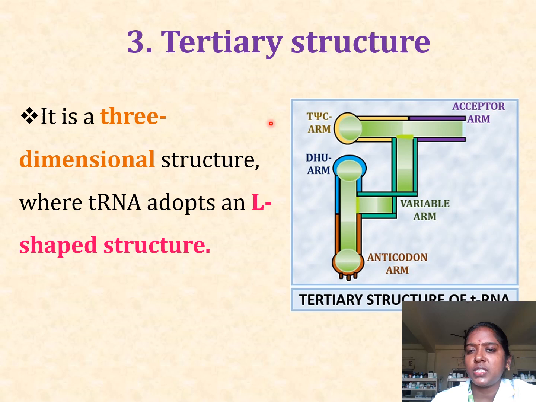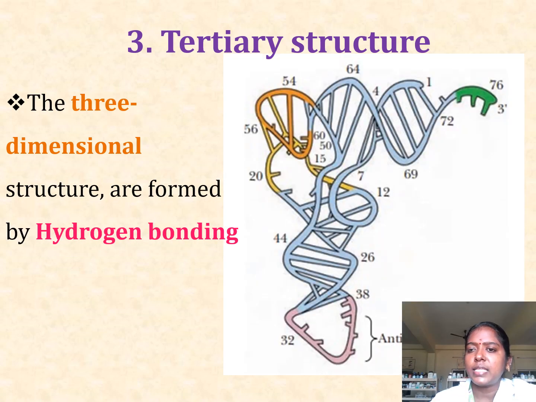Moving on to the tertiary structure of tRNA. The tertiary structure of tRNA will be a three-dimensional structure which will be in the L shape. If you see this in the view, the shape is in the L shape. This L shape is formed by hydrogen bonding. Thus, we have seen what is tRNA and its structural basis.